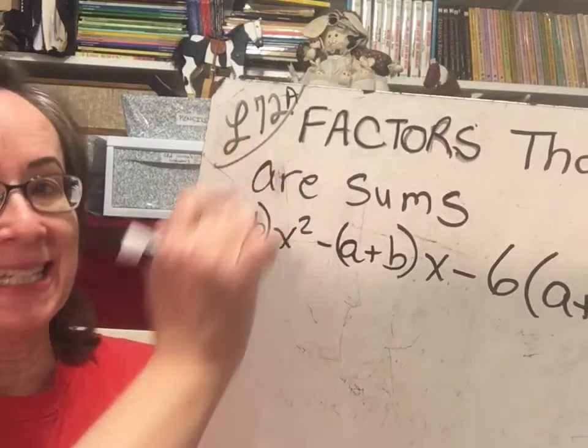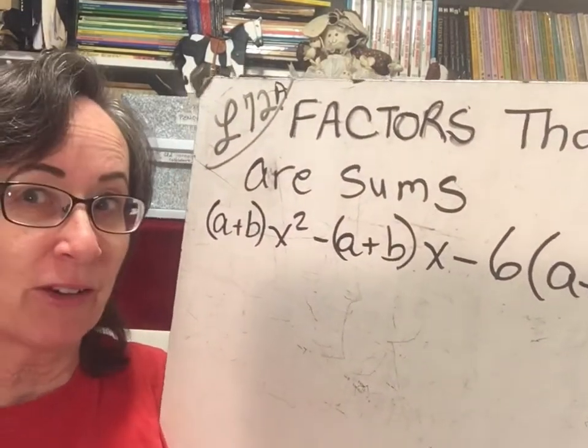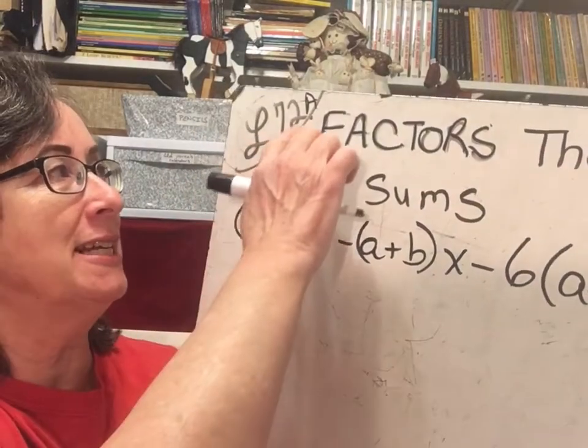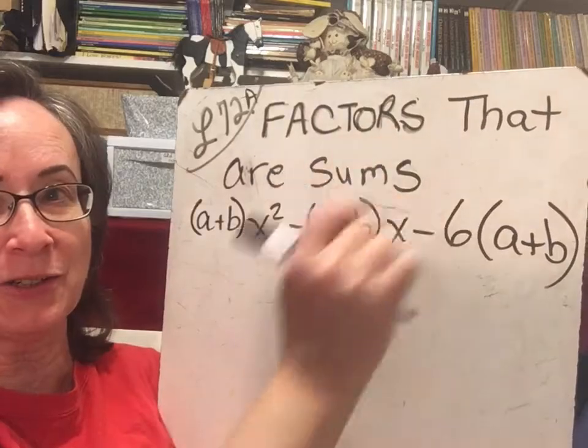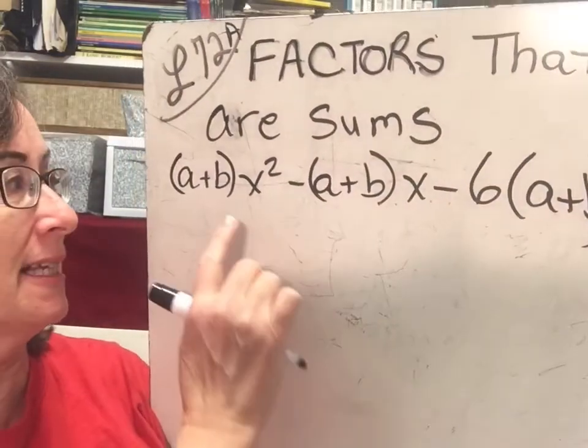Today we're doing lesson 72 in your Saxon Orange Book. And this is a rather long lesson, so it's divided up into several parts. So 72A is factors that are sums. So we're going to be looking for factors of this type.